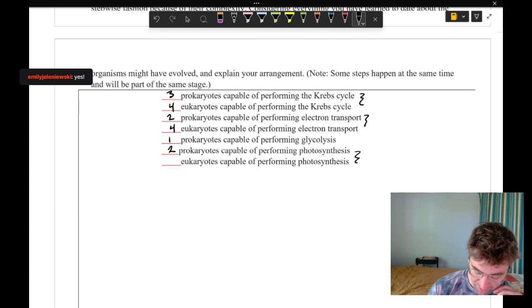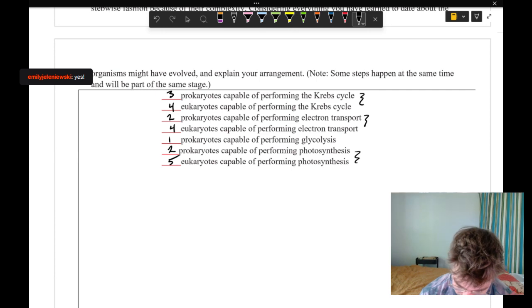So those are thought to have evolved around the same time. And finally, eukaryotes capable of performing photosynthesis. Some of the eukaryotes with mitochondria are thought to have undergone another endosymbiosis with a cyanobacterium to produce chloroplasts in photosynthetic eukaryotic cells. I think that's about all I got.